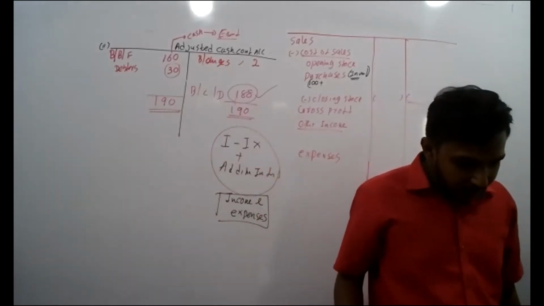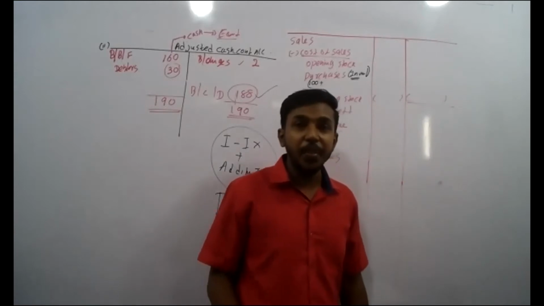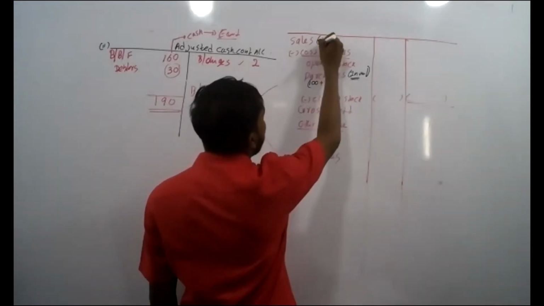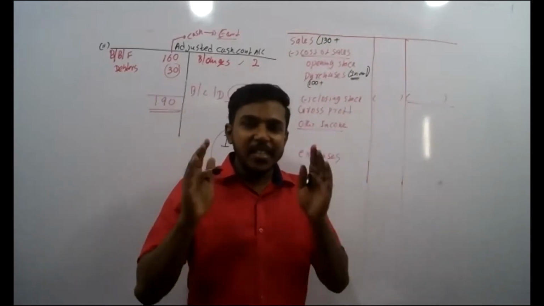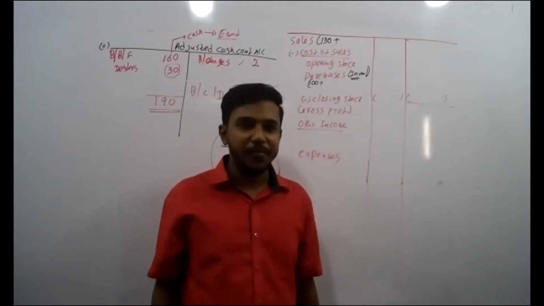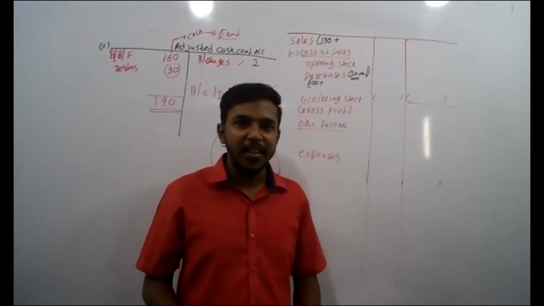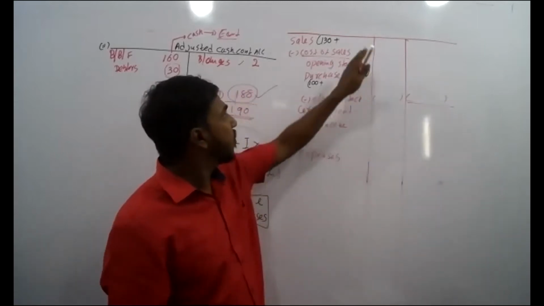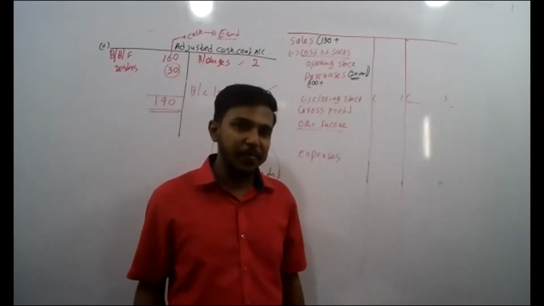Then goods costing 80,000 were sold for 130. See, sold for 130. That means there is a sales value of how much? 130. There is a sales value of 130. That's what it says. Clear?